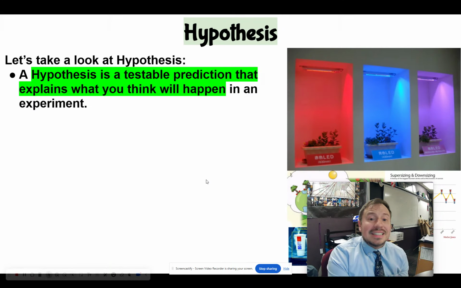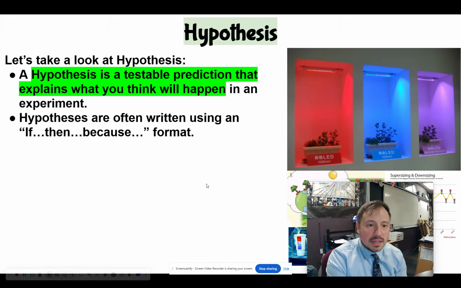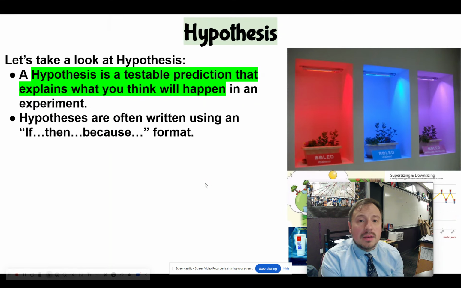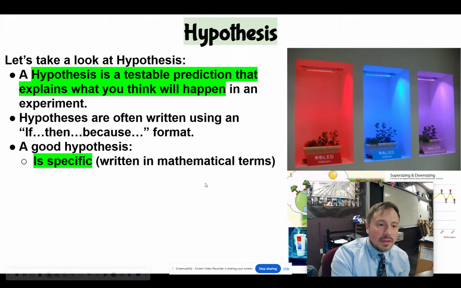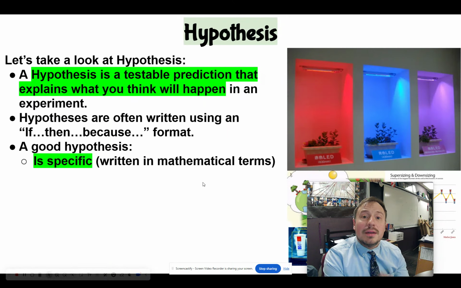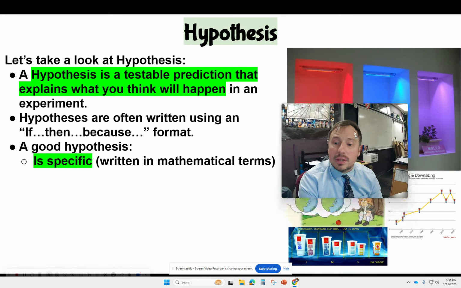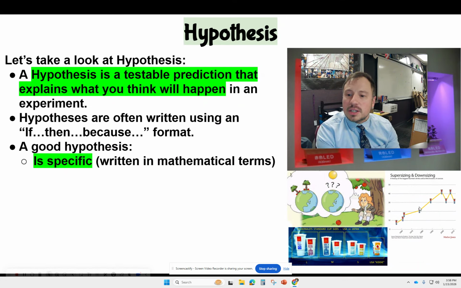So if we take a look at hypotheses, right? A hypothesis is a testable prediction that explains what you think will happen in an experiment. And it often is written in the format if, then, because. So a good hypothesis is specific. It's written in mathematical terms. There is no ambiguity.